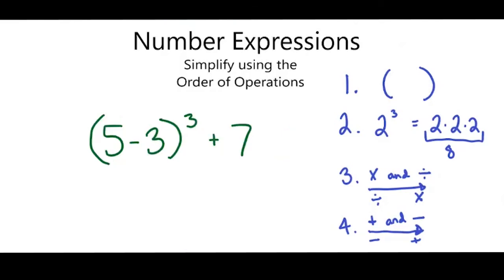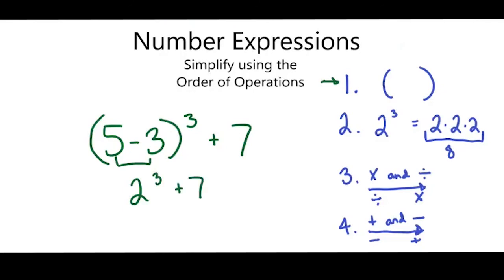Now here I have in parentheses 5 minus 3. And that parentheses is raised to the third power. Plus 7. Well, I still do whatever's in parentheses first. So inside the parentheses, I have 5 minus 3. Well, 5 minus 3 is 2. 2 raised to the third power.